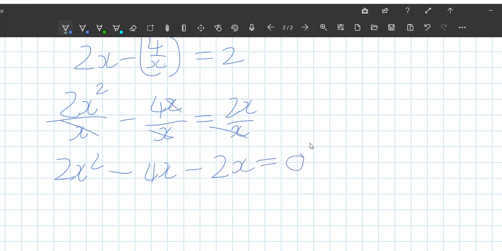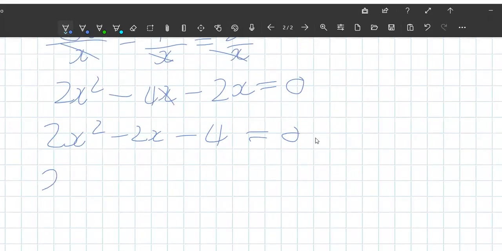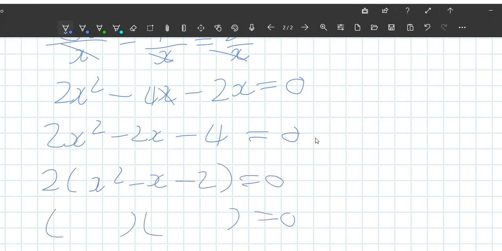Something wrong here. Whoopsie daisies. The x was already there, so whoop. 2x squared minus 2x minus 4. And taking out 2 as a common factor. And yeah, we end up with the same thing.